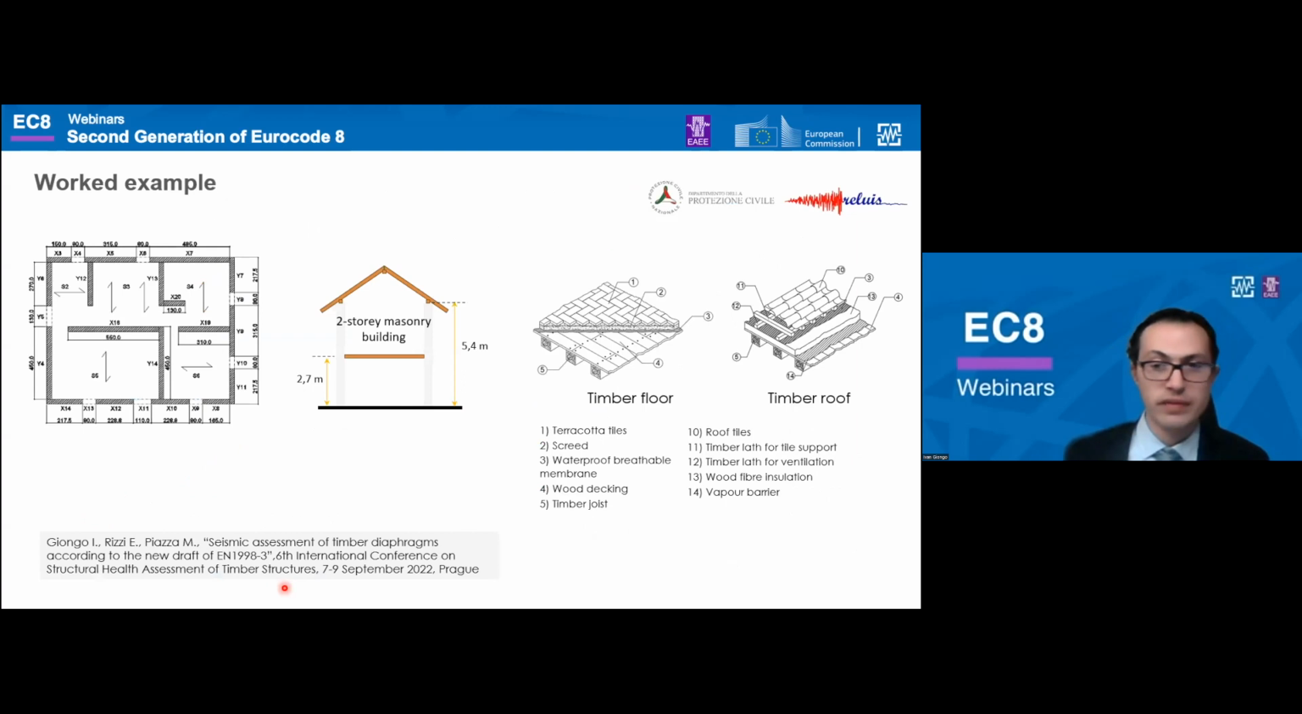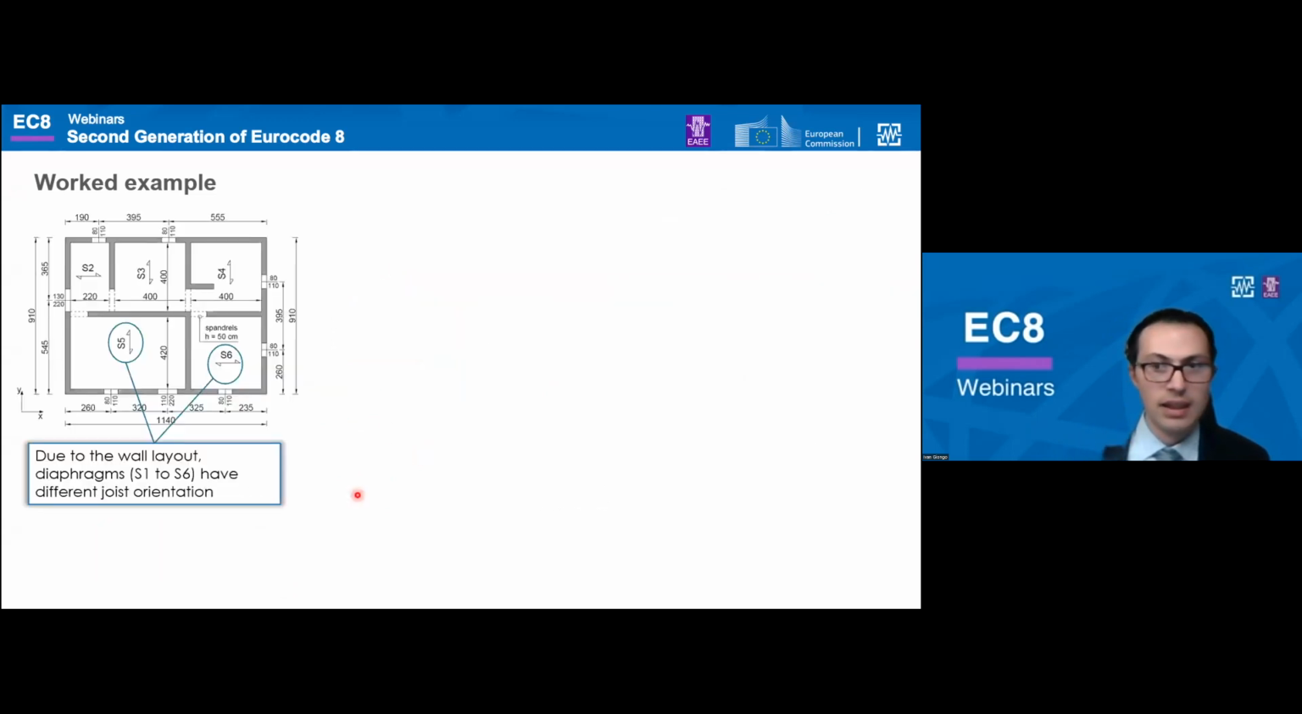The provisions given in chapter 10 refer to single bay diaphragms. So worked examples have been prepared to illustrate the application of the assessment procedure to multi-bay scenarios, as we typically have in real cases, such as this, where we have the timber floor and roof of a two-story residential masonry building. As you can see, due to the wall layout, just the joist orientation varies from bay to bay.